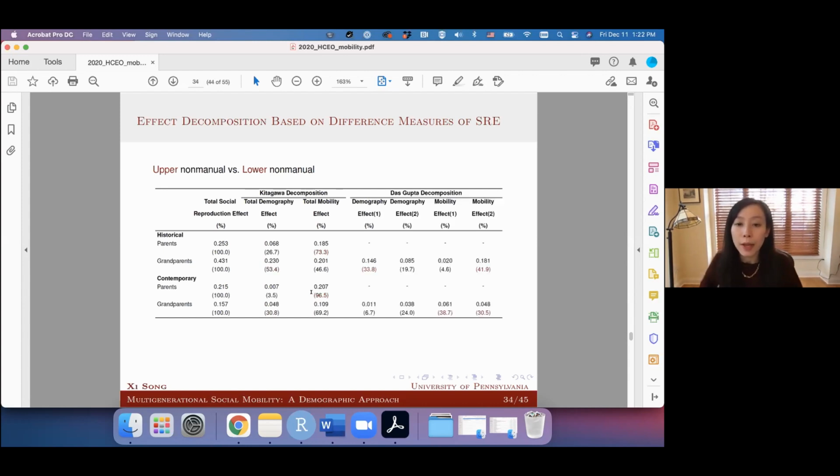And further, we can decompose it into the demography and mobility effects via different generations. Here I just want to highlight a few numbers for the historical period. The demography effect via the grandparents' generation is particularly important, as it explains more than 30% of the total effects. But in contemporary periods, the effect of demography becomes very small. So most of the influence works through mobility, via the transmission of social status from grandparents to parents and parents to grandchildren.